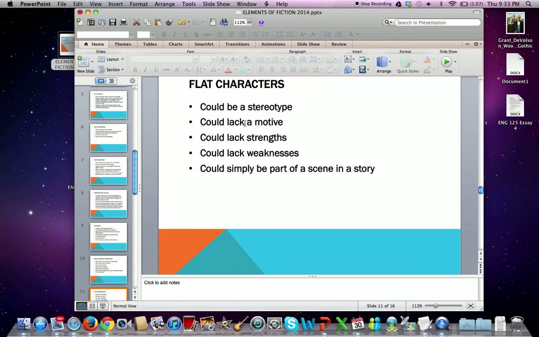Flat characters can be a stereotype. They lack a motive or a strength or an opportunity. They can be part of a scene. They can be a device in a way where through them the character's allowed to commit an action, and that's all they're good for.